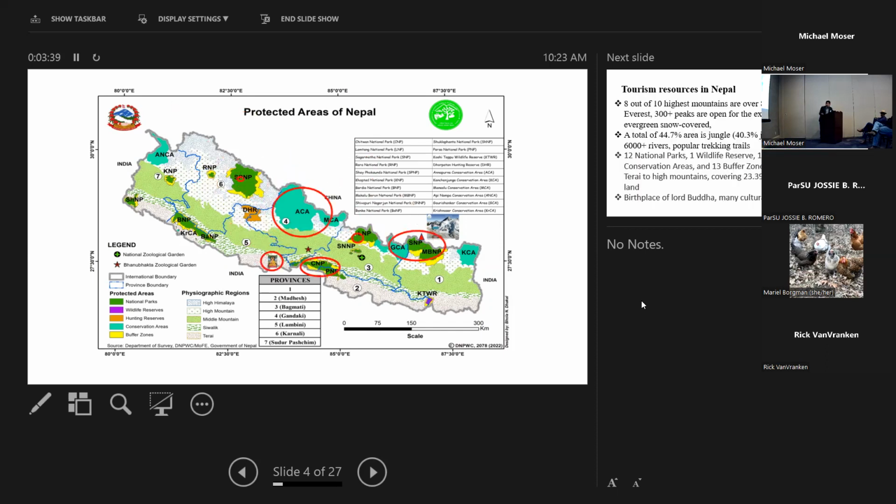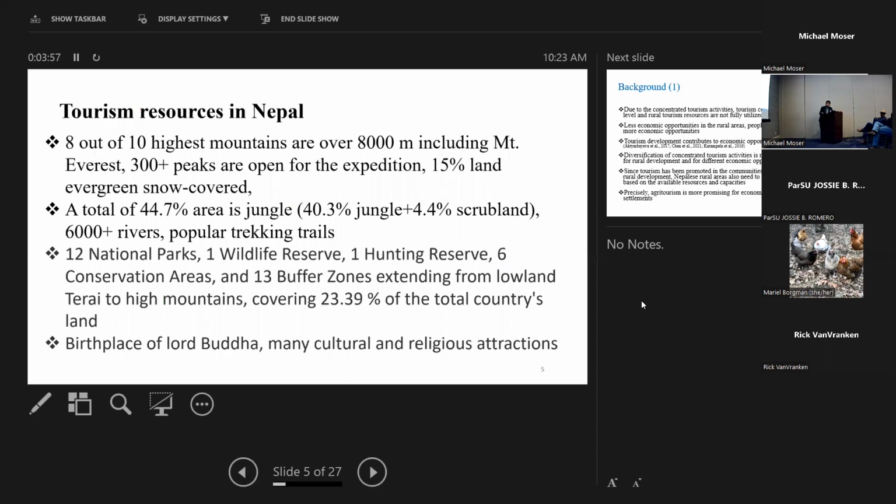Talking about the tourism activities in Nepal, they are concentrated only in some of the specific destinations, although we have pretty good tourism resources. The big circle here means more concentrated tourism activities, and small circle means less tourism activities. Talking about the tourism resources in Nepal, we have 8 of the world's highest mountains, which are over 8,000 meters, including Mount Everest. We have 300 plus peaks which are already open for the expedition, which are over 6,000 meters. 15% of the total land is covered by snow every time.